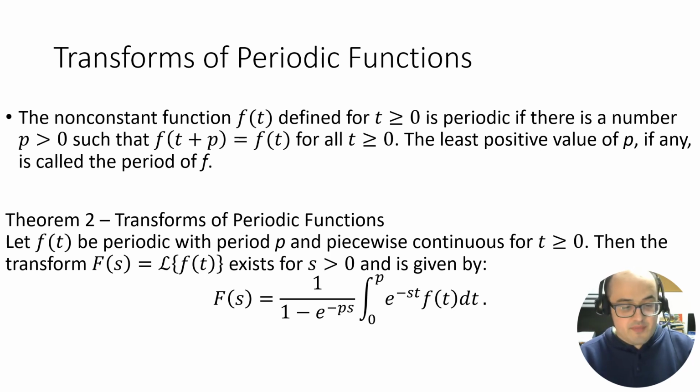Let f of t be periodic with period p and piecewise continuous for t greater than or equal to 0. Then the transform, capital F of s, which is the Laplace transform of f of t, exists for s greater than 0 and is given by capital F of s equals 1 over 1 minus e to the negative ps times the integral from 0 to p of e to the negative st times f of t dt.